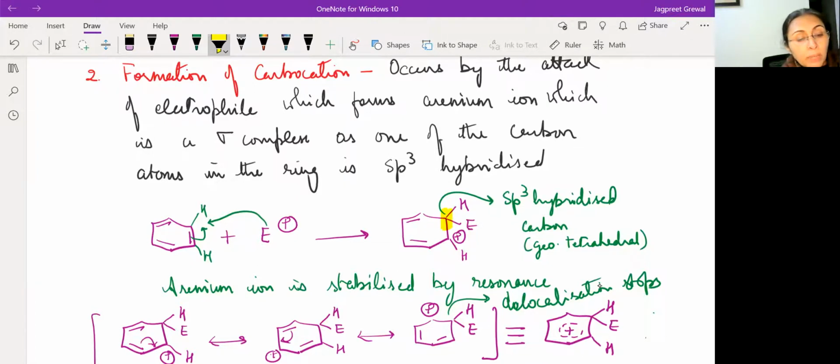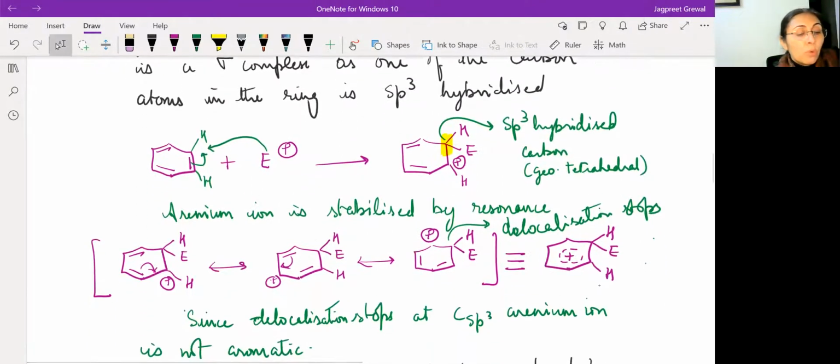So it has become sp3 hybridized. It is no longer sp2. All the carbon atoms in benzene ring are sp2 hybridized. Now this one has become sp3 hybridized. With sp3 hybridization, geometry becomes tetrahedral. Such an ion is known as the arenium ion, or it is called the sigma complex, because this part does not contain any pi bond now, and the delocalization of the pi bond has stopped in fact.